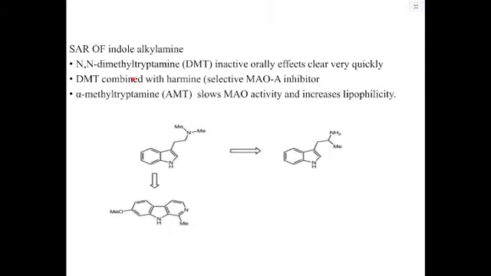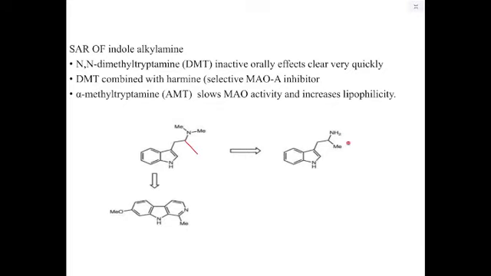The N,N-dimethyltryptamine, we said it's inactive orally, or the effects clear very quickly. The dimethyltryptamine combined with harmine, we have said it's a selective monoamine oxidase inhibitor with increased activity. We said that alpha-methyltryptamine, AMT, slows monoamine oxidase activity and increases lipophilicity. So again, just as we had said earlier, we can do a substitution, like the amphetamines and so on.